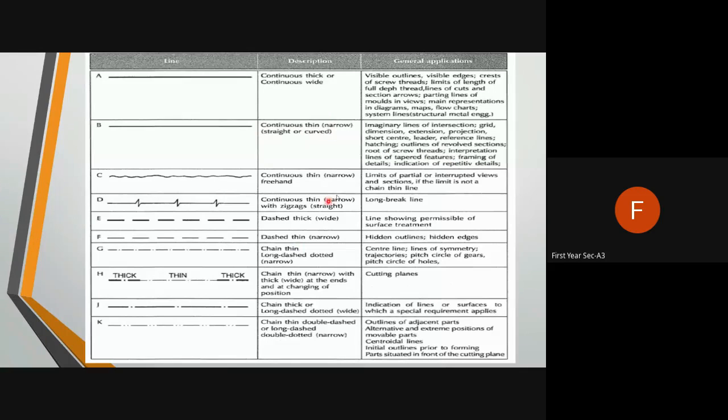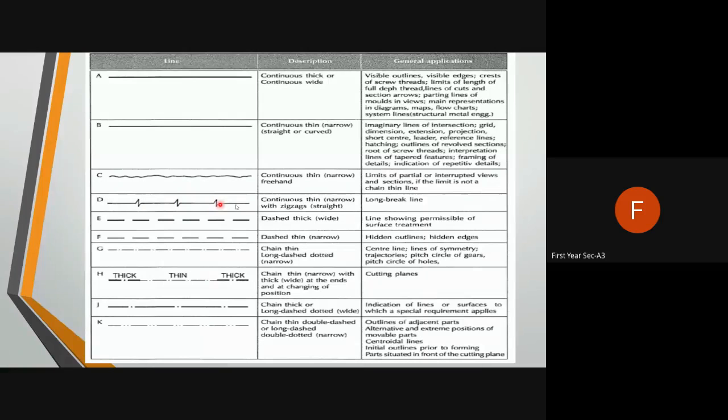Then continuous thin, narrow, that is freehand. If you draw without the help of a scale, this is known as freehand drawing. Basically these are used for the limits of partial or interrupted views. Means if you want to show a partial view, in that case you can use a freehand drawing.